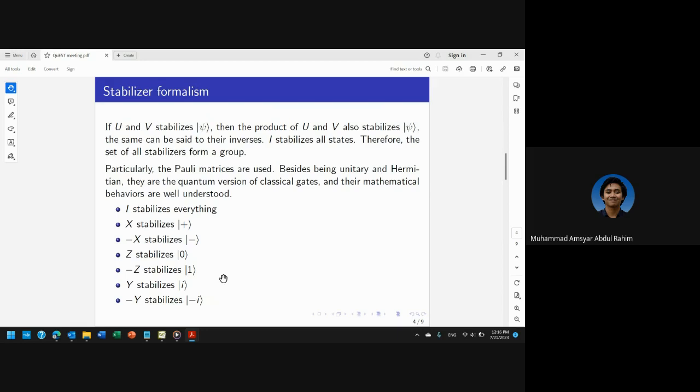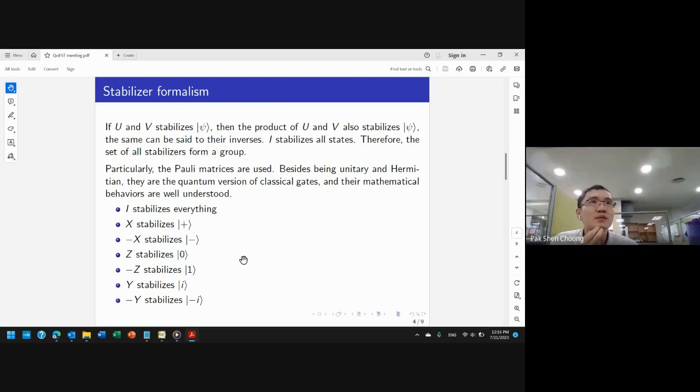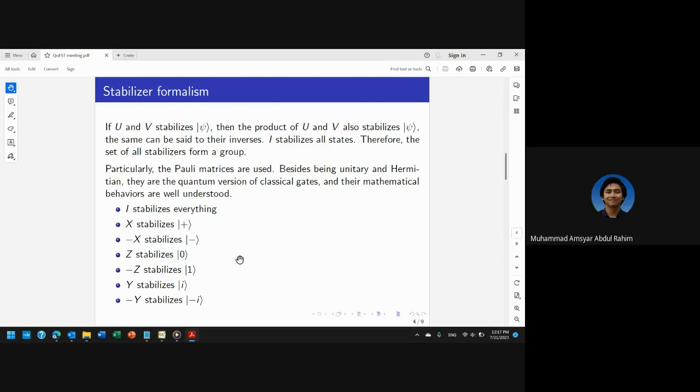So if U and V stabilize, the stabilizer, is it a kind of operator also? Yes, but in this case, we just think of them as matrices because it's easier to think of it as matrices. So they are operators basically.